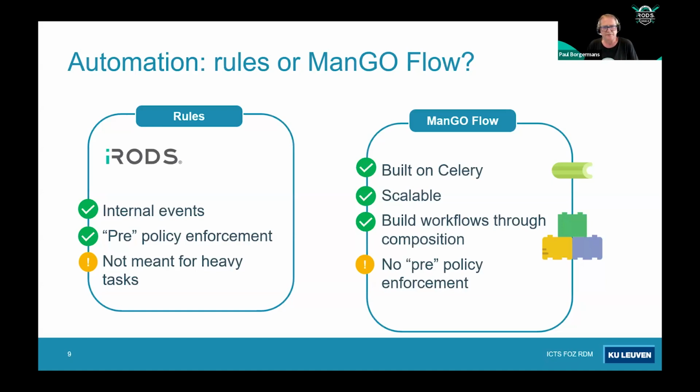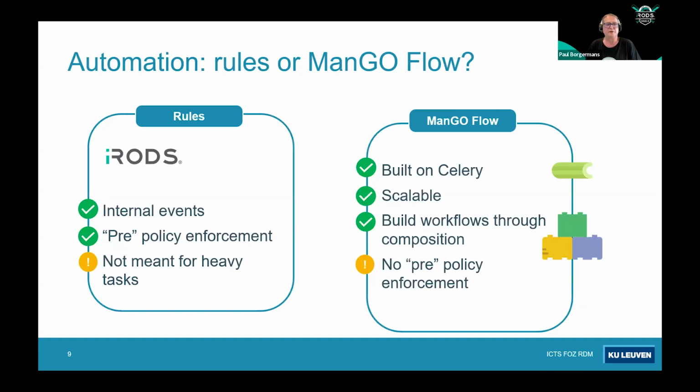Now, where is ManGO Flow not good at? That's as a pre-policy enforcement mechanism. The basic thing is that ManGO Flow will run asynchronous tasks. So if you really want to ensure that something cannot happen or that something else must happen before the data is consolidated, ManGO Flow will not be a good solution. Then you should really rely on iRods native rules, which are actually made for that.